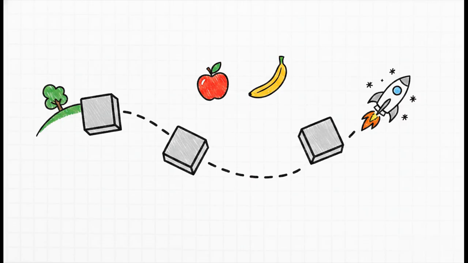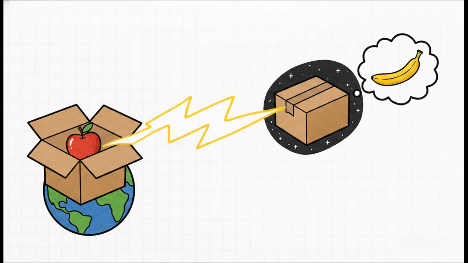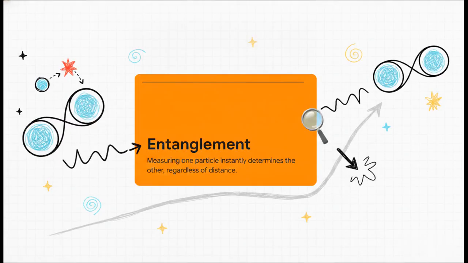Now say you open your box here on Earth. You look inside and you find the apple. Instantly, without a single second passing, you absolutely know for a fact that the box floating out in space holds the banana. You don't have to fly into space, open it, and measure it. The state of the space box is immediately determined the very second you observe the Earth box. This is a perfect everyday illustration of entanglement.